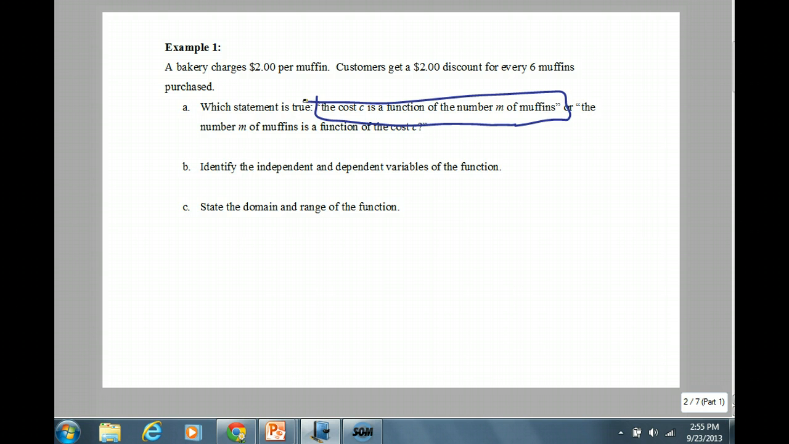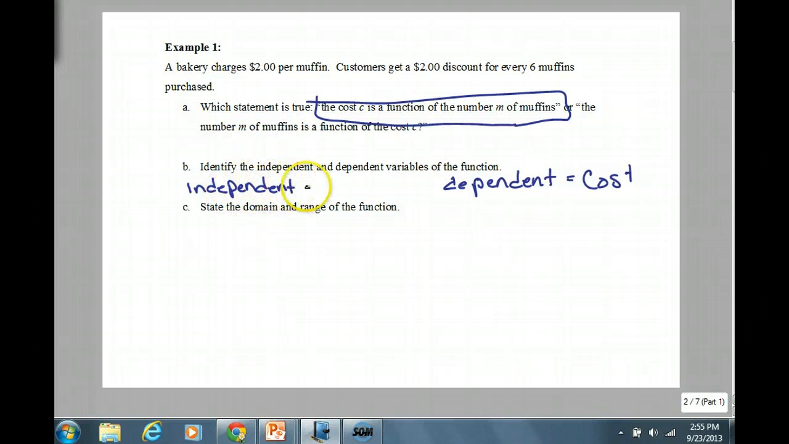Identify the independent and the dependent variables. Well, I just said dependent is the cost, right? Okay? And the independent is the number of muffins, or M. Okay?